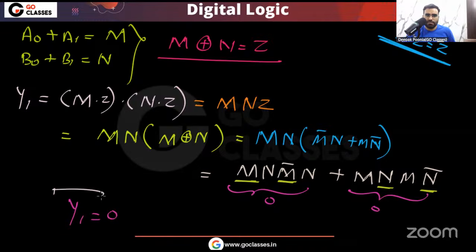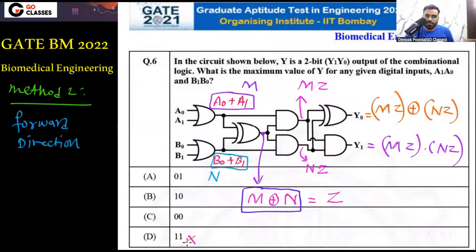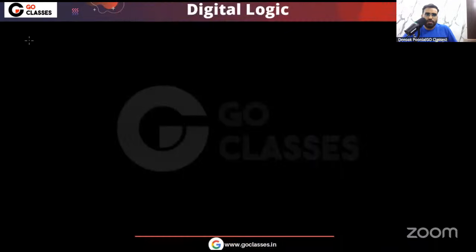This is what we have seen. If Y1 is 0, then we can eliminate option D, option B. These are eliminated. Okay, simple. Very simple, right? So this method also, of course, seems like a good method, but to be honest, the backtrack method was better. Okay. We have seen the Y1. Now let's see the Y0. So Y0, that is MZ XOR NZ.